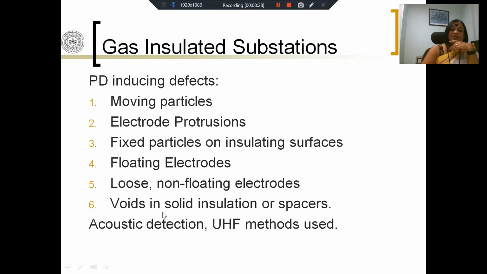There may be voids in the solid insulation of the spacers. This is the most difficult to trace because it is happening inside the solid, a small discharge is taking place, and we need to be able to estimate that.